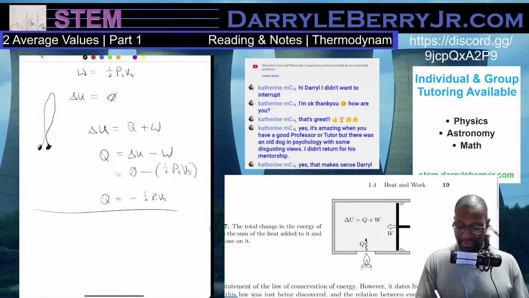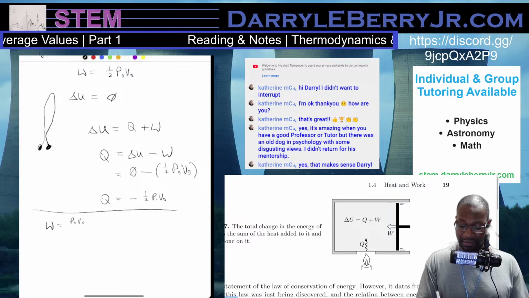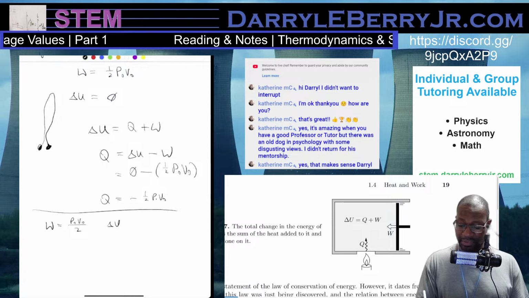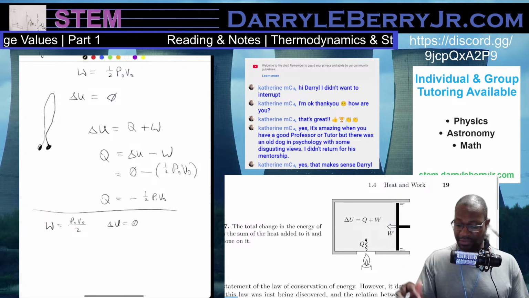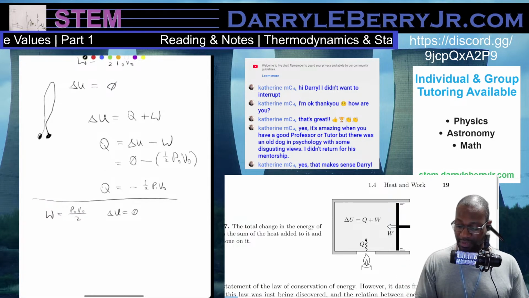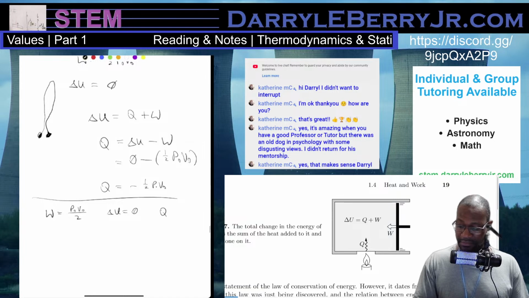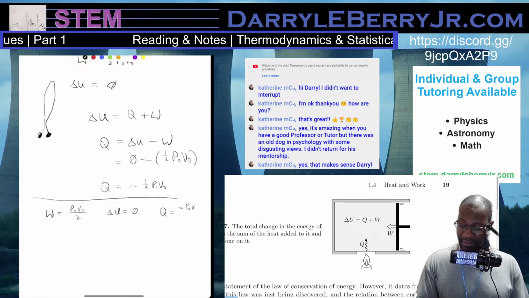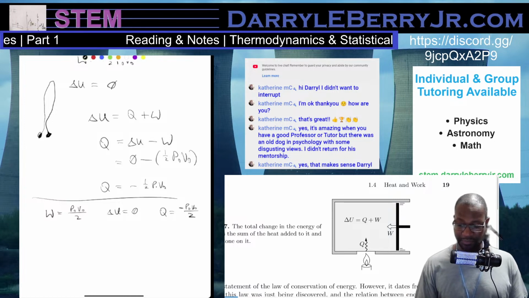So to solve what they wanted us to ask for, for the entire thermodynamic process, the work is 1/2 the one pressure unit and volume unit. The change in energy is 0 since the thermodynamic process goes back to the start. And the change in heat is going to be negative P naught V naught over 2. So that completes that problem.